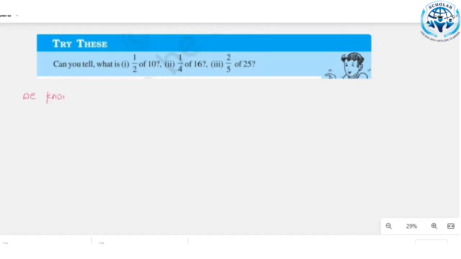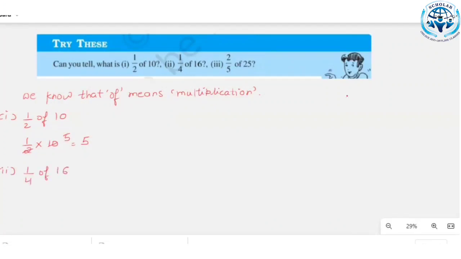Can you tell what is half of 10, 1 by 4 of 16 and 2 by 5 of 25? We know that of means multiplication. So we will multiply 1 by 2 and 10. 2 5s are 10, the answer is 5. In the second, 1 by 4 into 16, 4 4s are 16. So answer is 4. 1 by 4 of 16 is 4. In the third one, 2 by 5 into 25, 5 5s are 25. 5 2s are 10.